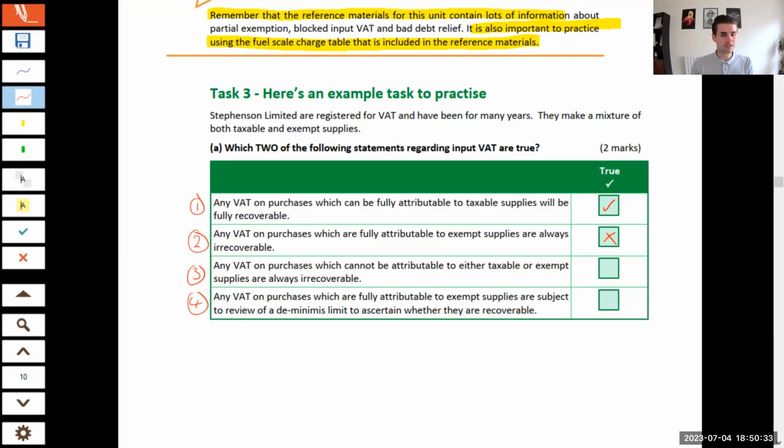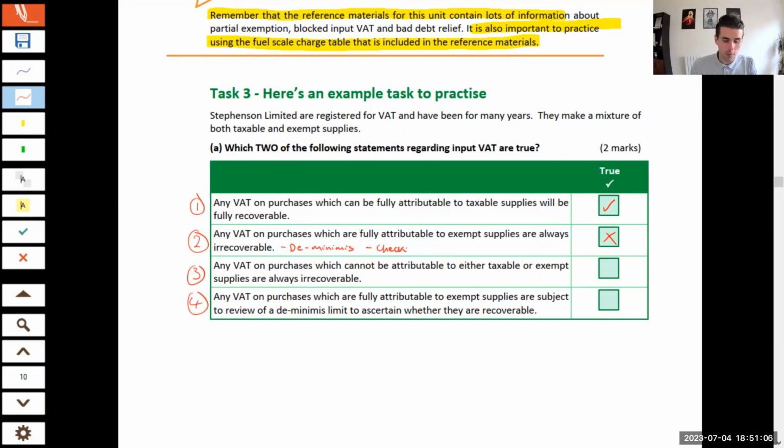So the idea is that there is that threshold in place, which is obviously the £625. Again, this is all in the reference material. That rule says actually it could be partially exempt. So to say it's always irrecoverable, not true. So those thresholds are in place. We can make that check. Again, we're given no figures in this question, so I don't need to specifically, but it's there if it needs to be.